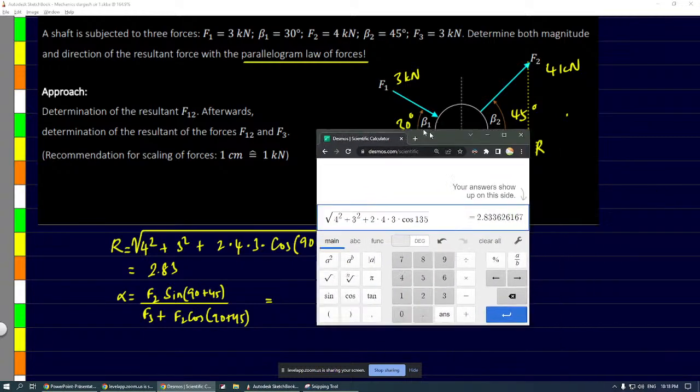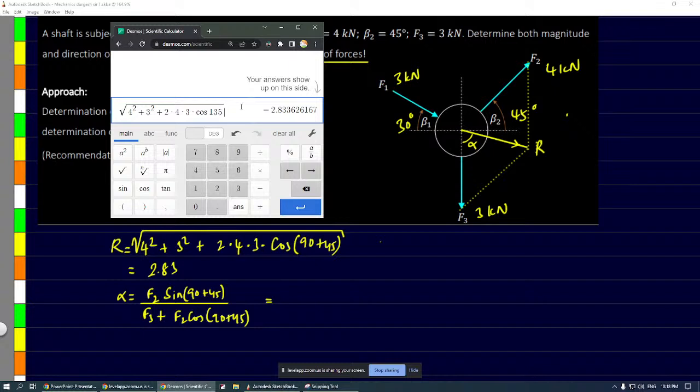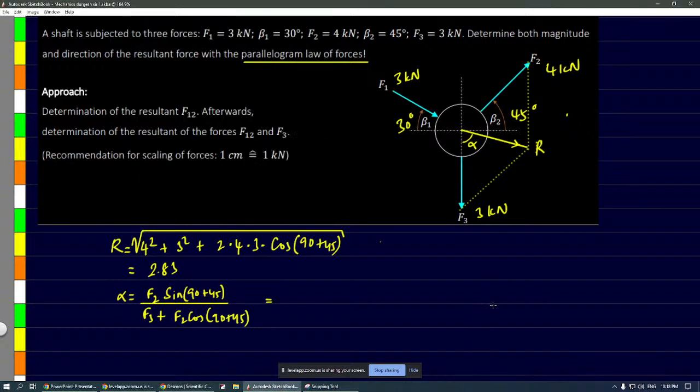Sir, I don't know why they are asking for the parallelogram of forces, but if you use Lami's theorem, it will be much easier, right? Lami's theorem we cannot use because he has not told that the object is in equilibrium. To use Lami's theorem, it has to be in equilibrium. That means the resultant has to be 0. Here the resultant is not 0, because he's asking us to find the resultant.